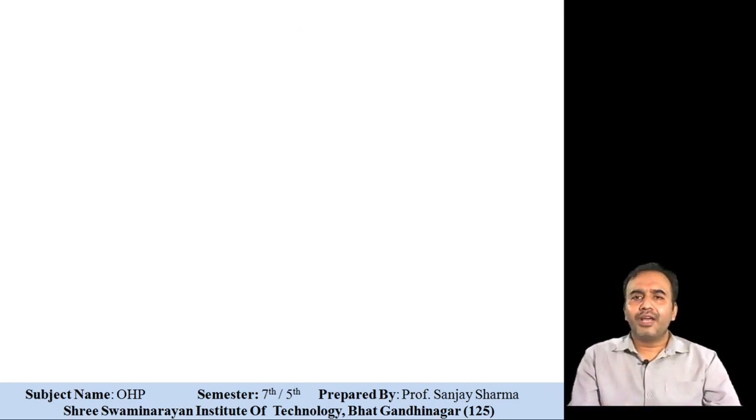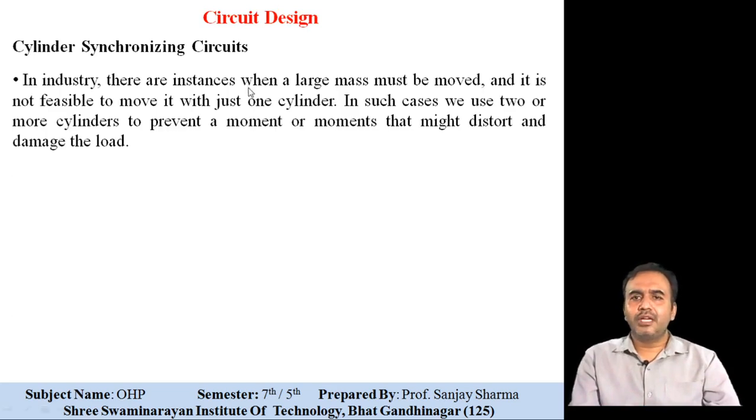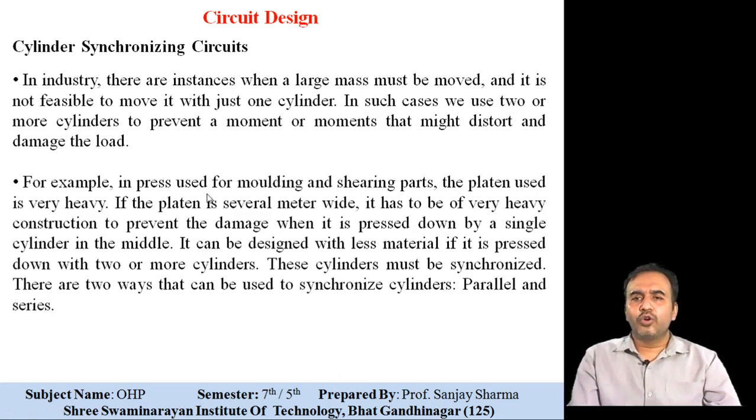Now where are this type of circuits used? Normally it is used in industries where we need to move some large unit, and it is not feasible to move it with just one cylinder. So in such cases we use two or more cylinders to prevent any moment that might distort or damage the load. So in presses used for molding and shearing, the platen used is very heavy. In order to hold that, again this cylinder synchronizing circuit is used.